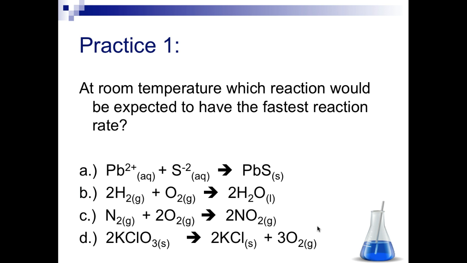All right, let's look at a practice. At room temperature, which reaction would be expected to have the fastest reaction rate? Pause the video, unpause when you're ready. Great, welcome back. The answer to this practice is A, and that's because it's an ionic compound. So that will have the fastest reaction rate.